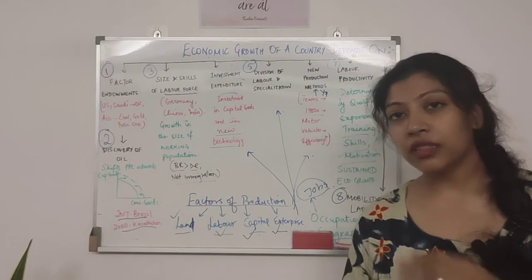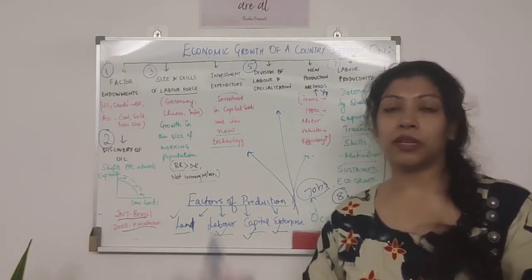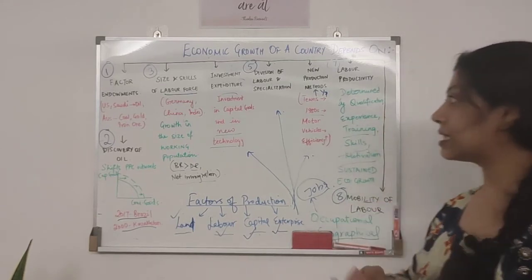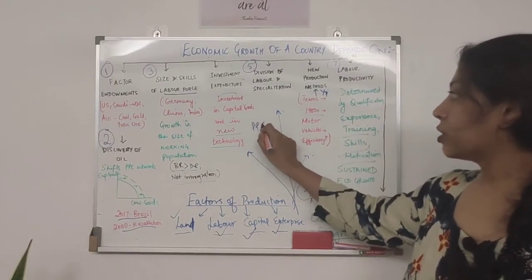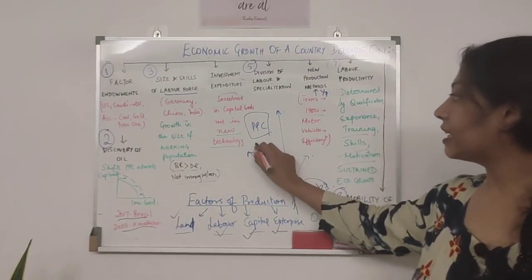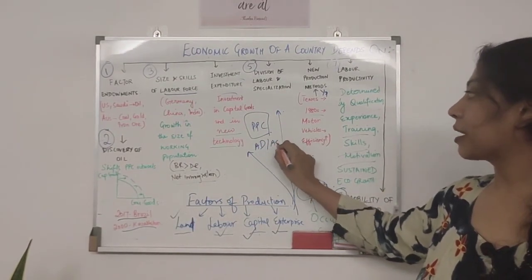In the last and final video, we'll look at short-term and long-term economic growth in terms of diagrams. We'll look at the PPC, which we have spoken about over here, and we'll also look at the AD-AS diagram.